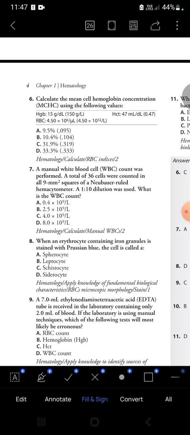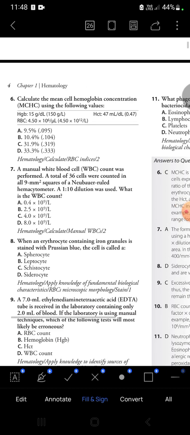A manual white blood cell count was performed. A total of 36 cells were counted in all 9 mm squares of a Neubauer ruled hemacytometer. A 1 to 10 dilution was used. What is the WBC count? So the answer is A. And how did we determine the answer?